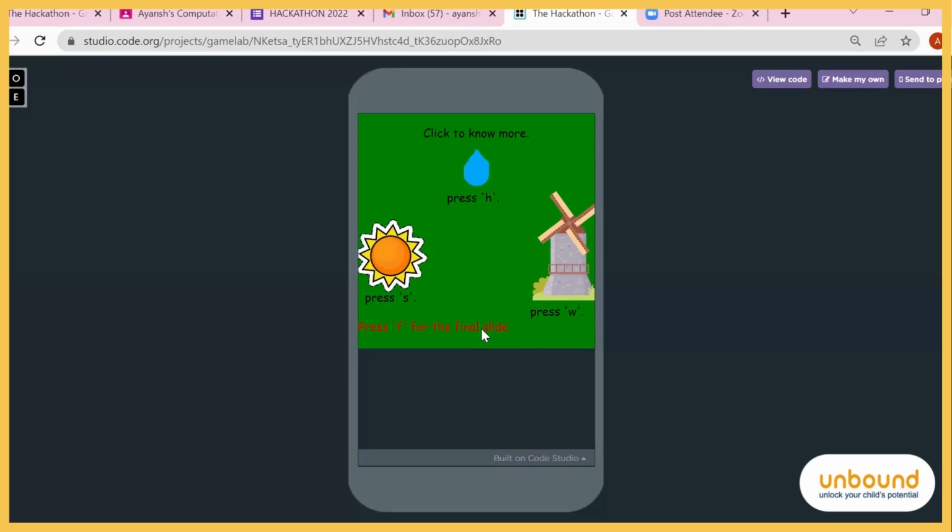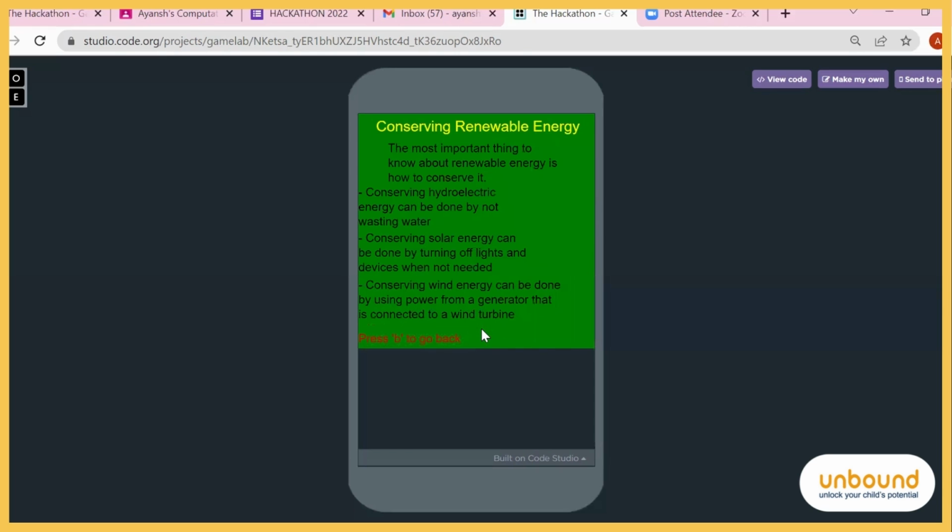Now I press F for the final slide. Conserving renewable energy. The most important thing to know about renewable energy is how to conserve it.